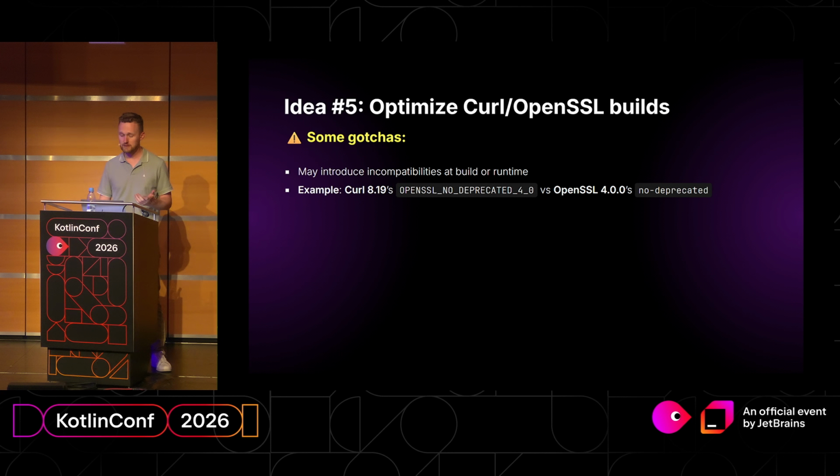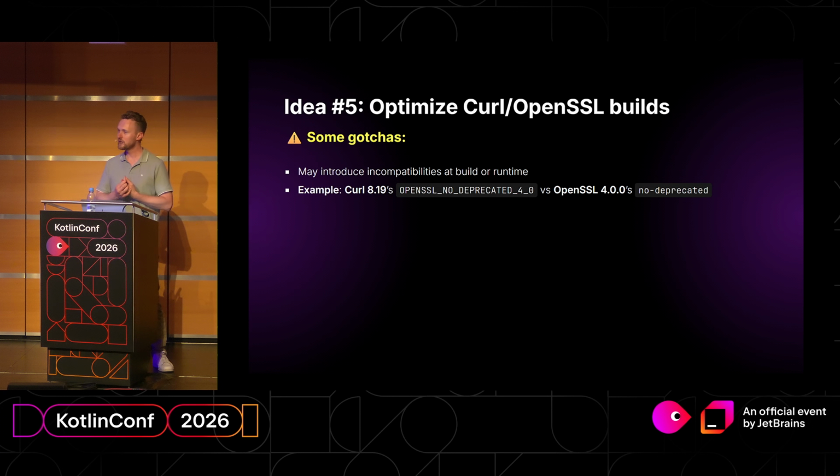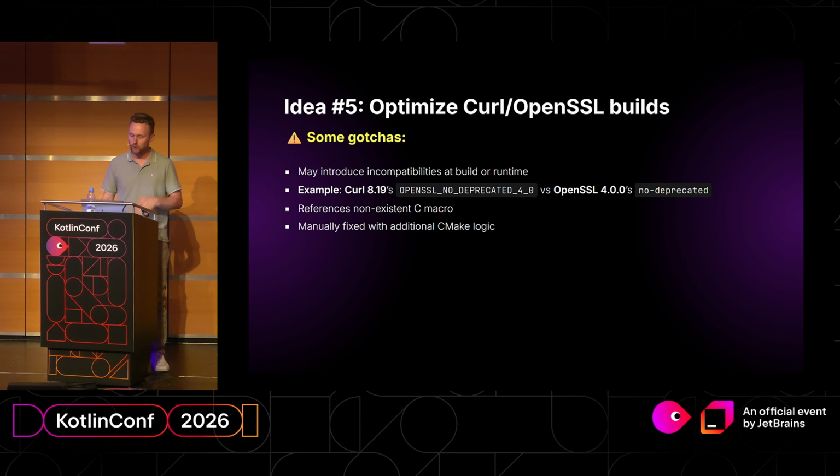As an example of this, those no deprecated options that I was talking about earlier, they actually had slightly different interpretations in curl and OpenSSL. So curl's idea of no deprecated functions in OpenSSL actually included an additional reference to a C macro that was removed when I turned on OpenSSL's no deprecated build option. So my curl library wouldn't compile anymore because it was looking for some macro that was no longer defined. I had to work around that by manually adding some additional CMake logic to define that constant.